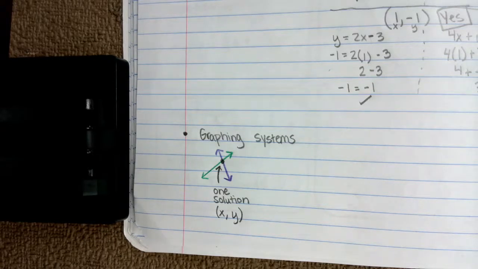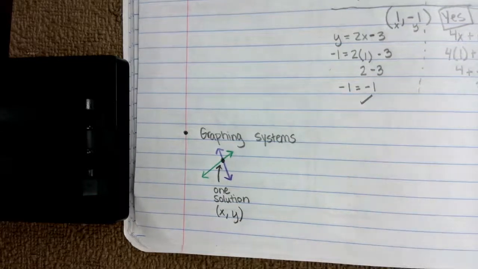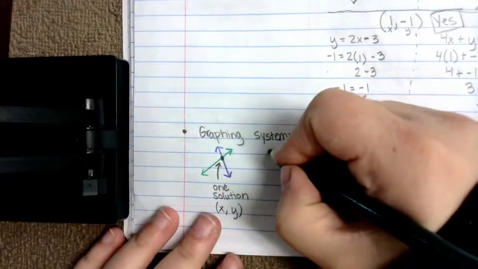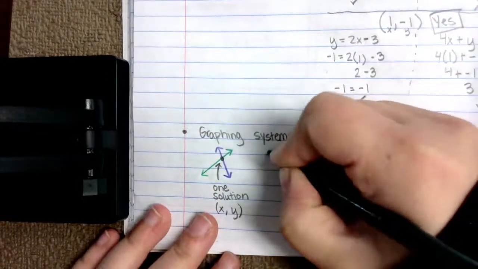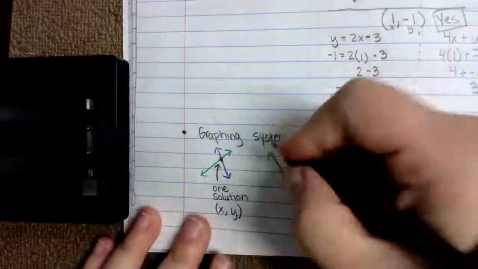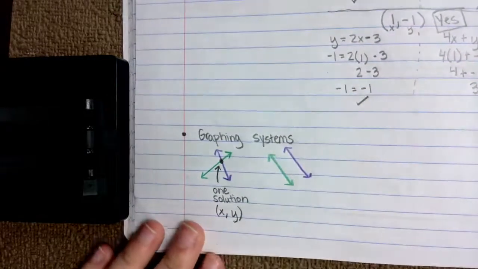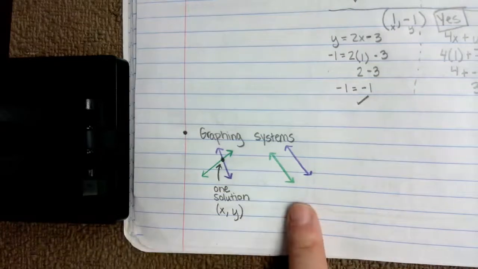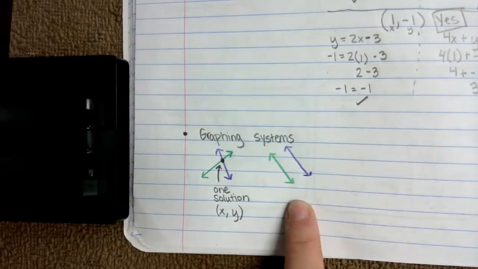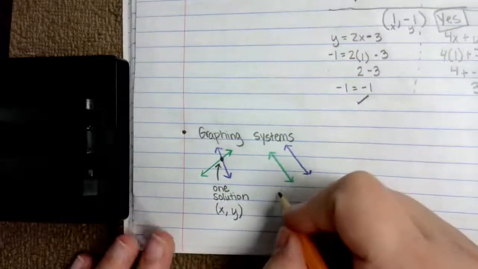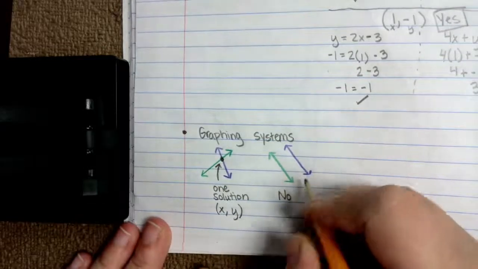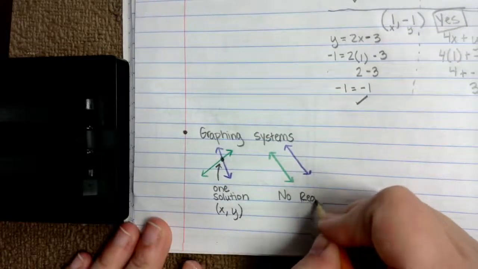Alright, what's another option with lines? They could cross one time. What else could happen? Parallel. They could be parallel. What does parallel mean? Yeah, they never touch. They're running right next to each other. So in this problem, if they're never touching like that, how many solutions are they going to have? How many times do they overlap? None. So we're going to call this no real solutions.